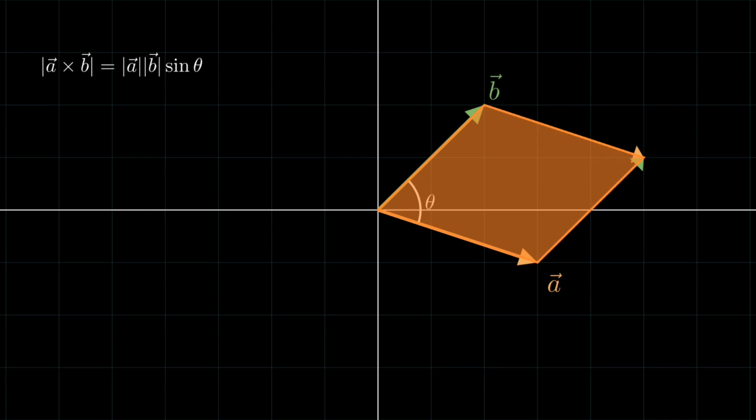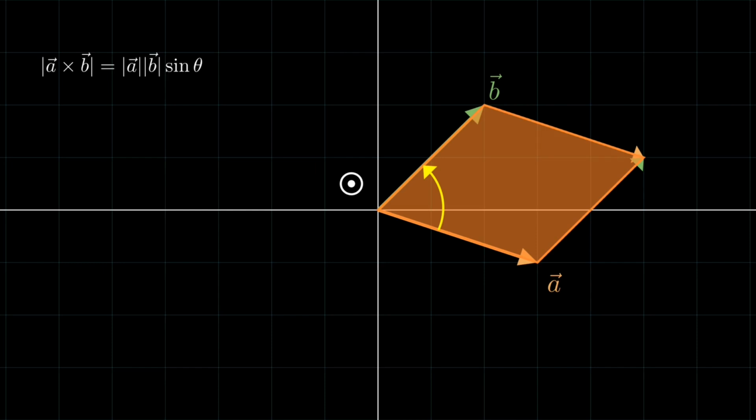Now let's think about direction. To define the direction of the cross product, we use the right-handed rule. Curl your fingers from the vector A to vector B. Your thumb points in the direction A cross B. In this case, notice how the fingers sweep counterclockwise from A to B. The resulting vector points out of the screen towards you.